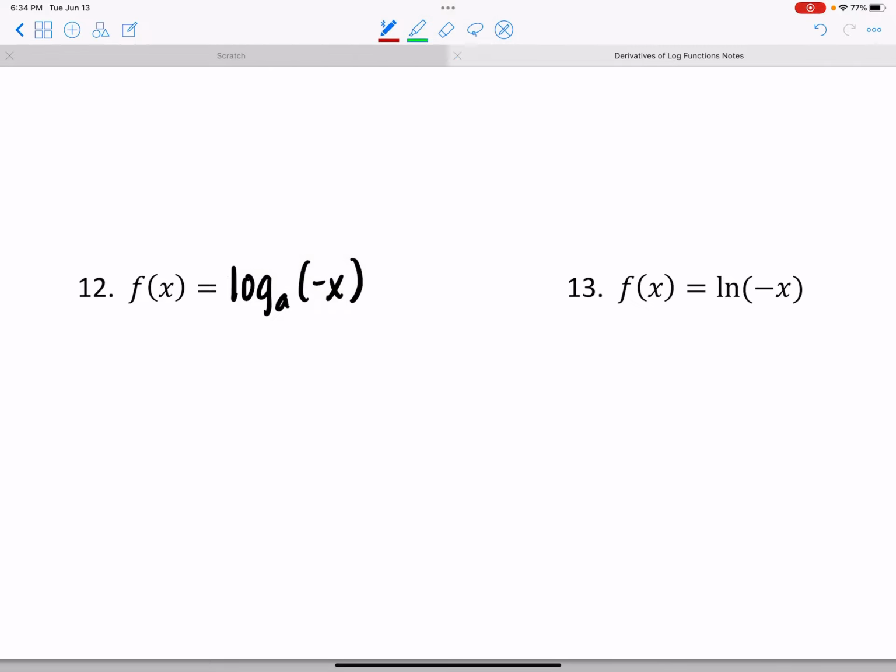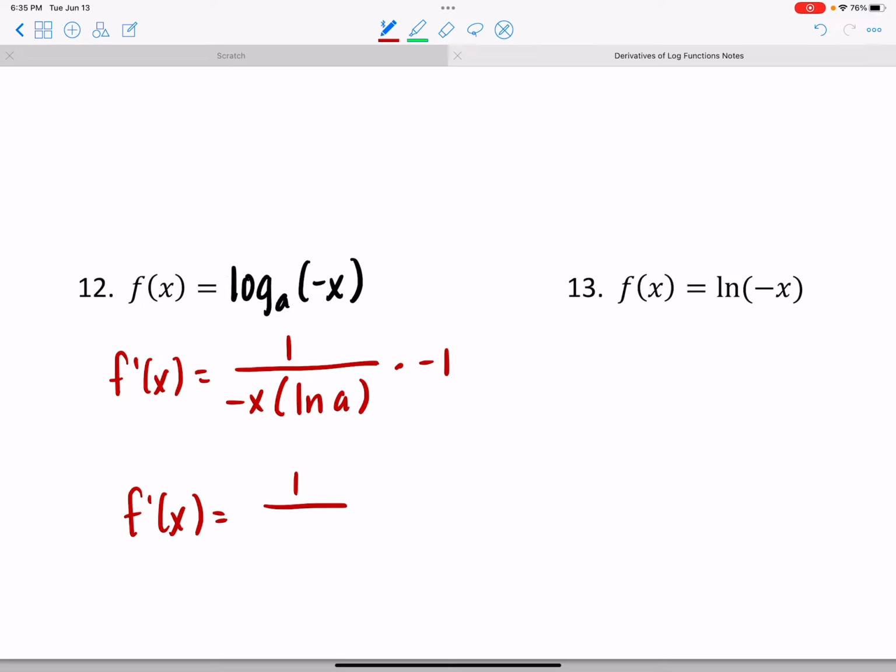So if I wanted to differentiate here, it's a little generic, but that's okay. I know how to take the derivative of a log function. I would say f prime of x is the reciprocal of my variable multiplied by the natural log of my base, and then when that's not just an x, I multiply by the derivative. Well, the derivative of negative x would be a negative 1. So if I multiply by a negative 1, the negative here and the negative here are going to cancel, and I'm going to be left with the exact same derivative I had when x was positive. So this would be 1 over x times the natural log of a.